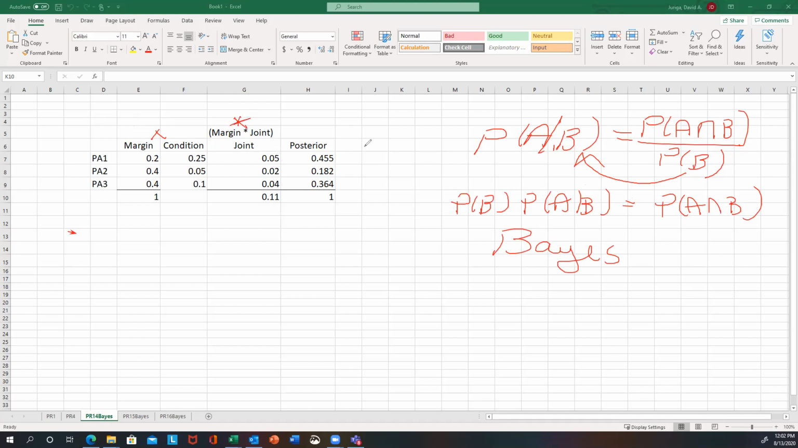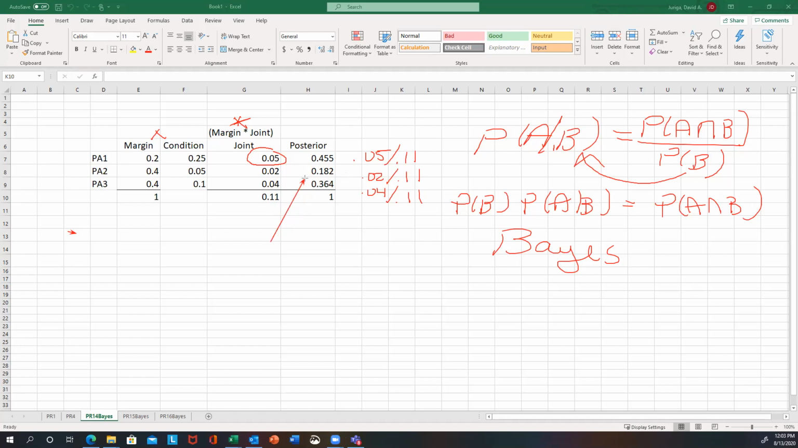And so once you get your joints, then you do what they call the posterior. You just take the individual joints and divide by the sum of your joints. So you take 0.05, divide by 0.11. You take 0.02, divide by 0.11, and 0.04, divide by 0.11. You do that individually, and then eventually you get your posteriors, 0.455, 0.182, 0.364. This is your updated condition.